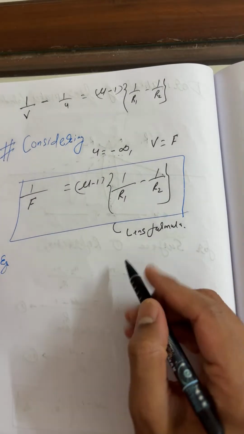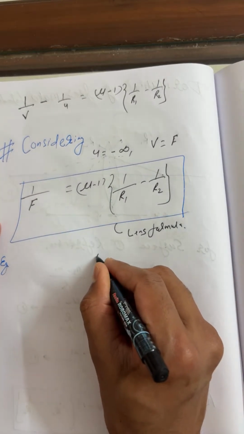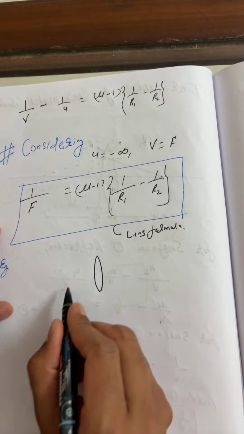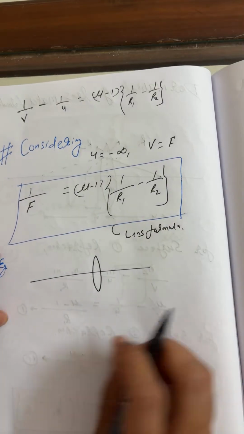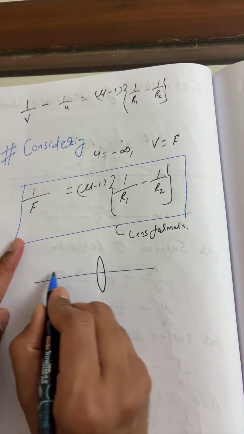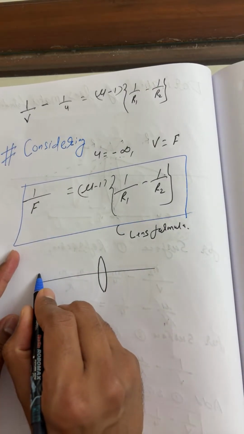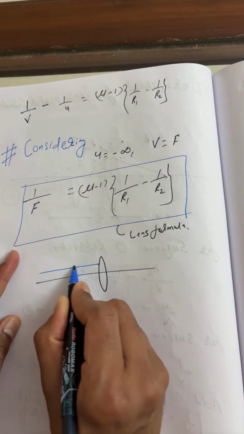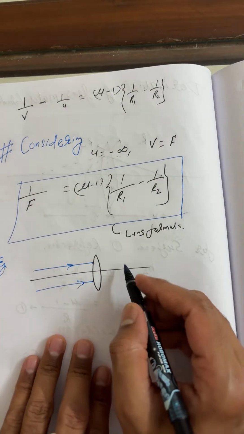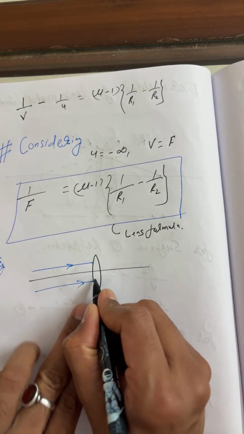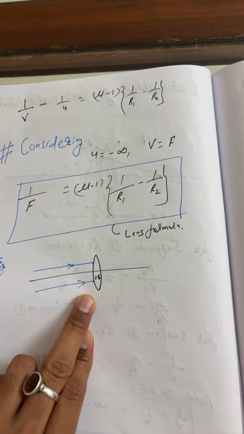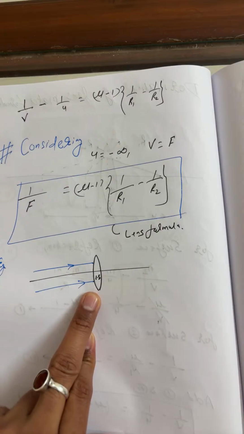So what's the numerical? Let us say I'm considering here any random data. If you want to tell, you can type in the chat box. So this is the lens, right, students? Rays are coming from this side. The refractive index of the lens can be taken as 1.5.